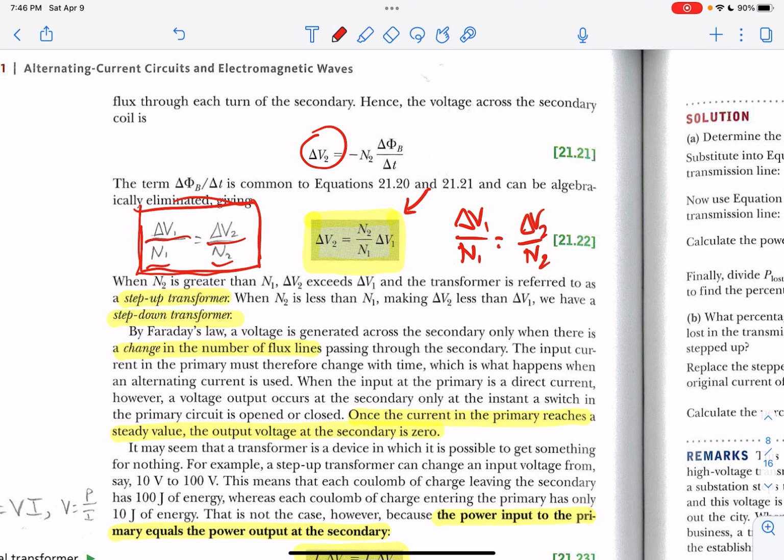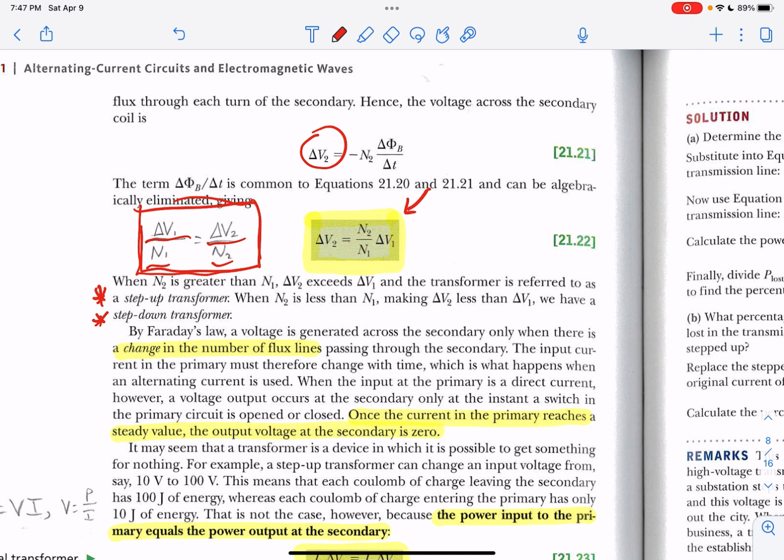Now, what this means is that if we go from a few wires to lots and lots of wires in the secondary, that's called a step-up transformer, because you're stepping up the voltage from low voltage to high voltage. And if you go from lots of wires in the primary to just a few wires in the secondary, that's called a step-down transformer. Now you might ask, why would we even need to do this?